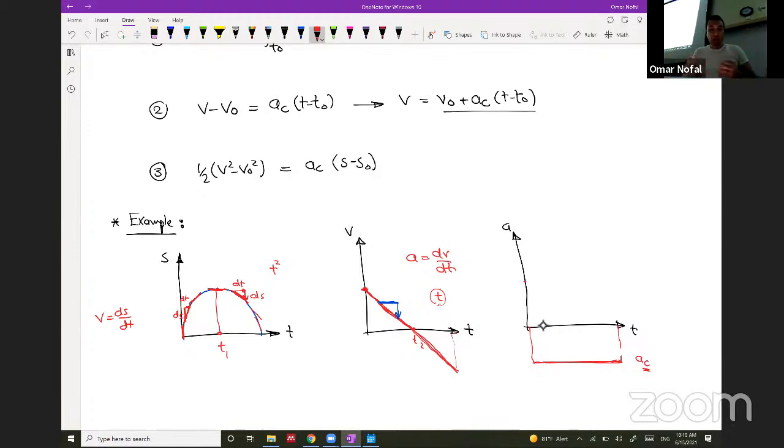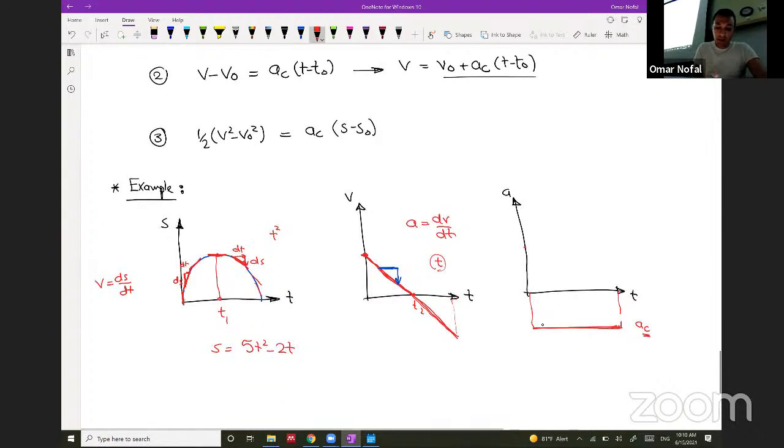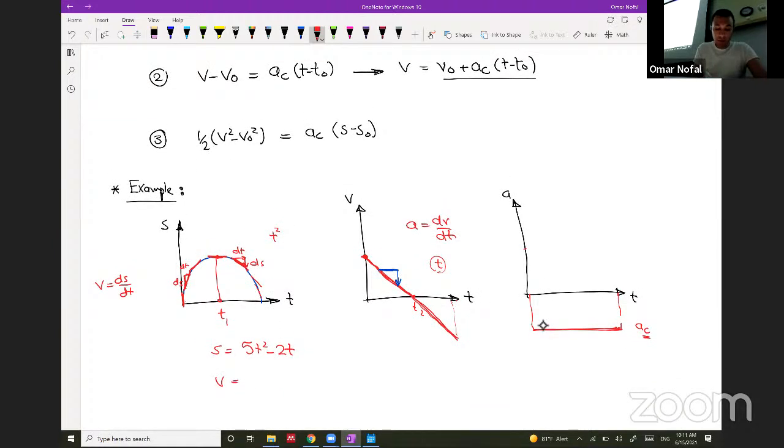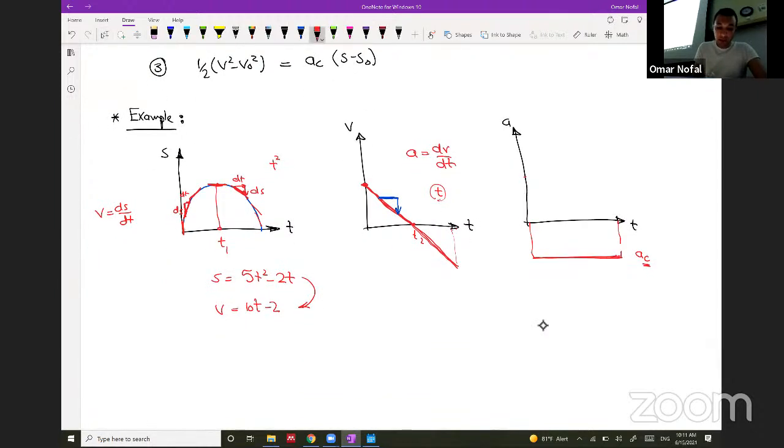This just shows how the degree changes. Let's say that S is equal to 5t squared minus 2t. So let's get V. If you differentiate this, V will be 10t minus 2. So it turns from second degree to first degree. And if you differentiate V with respect to t another time, it will give you A, which is 10, the constant. So this is how the degree of the equations decreases as we take derivatives to go from displacement to velocity and then to acceleration.